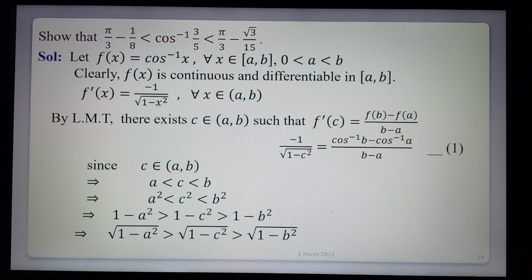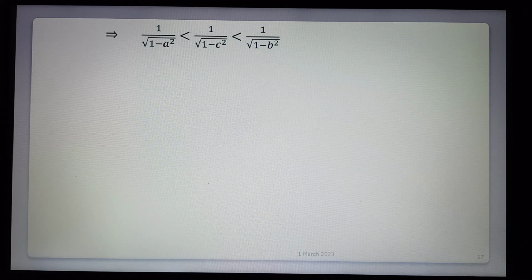Now the reciprocal: 1/√(1 − a²) < 1/√(1 − c²) < 1/√(1 − b²). Now multiply by −1 on both sides. After multiplication by minus, the signs interchange: −1/√(1 − a²) > −1/√(1 − c²) > −1/√(1 − b²).